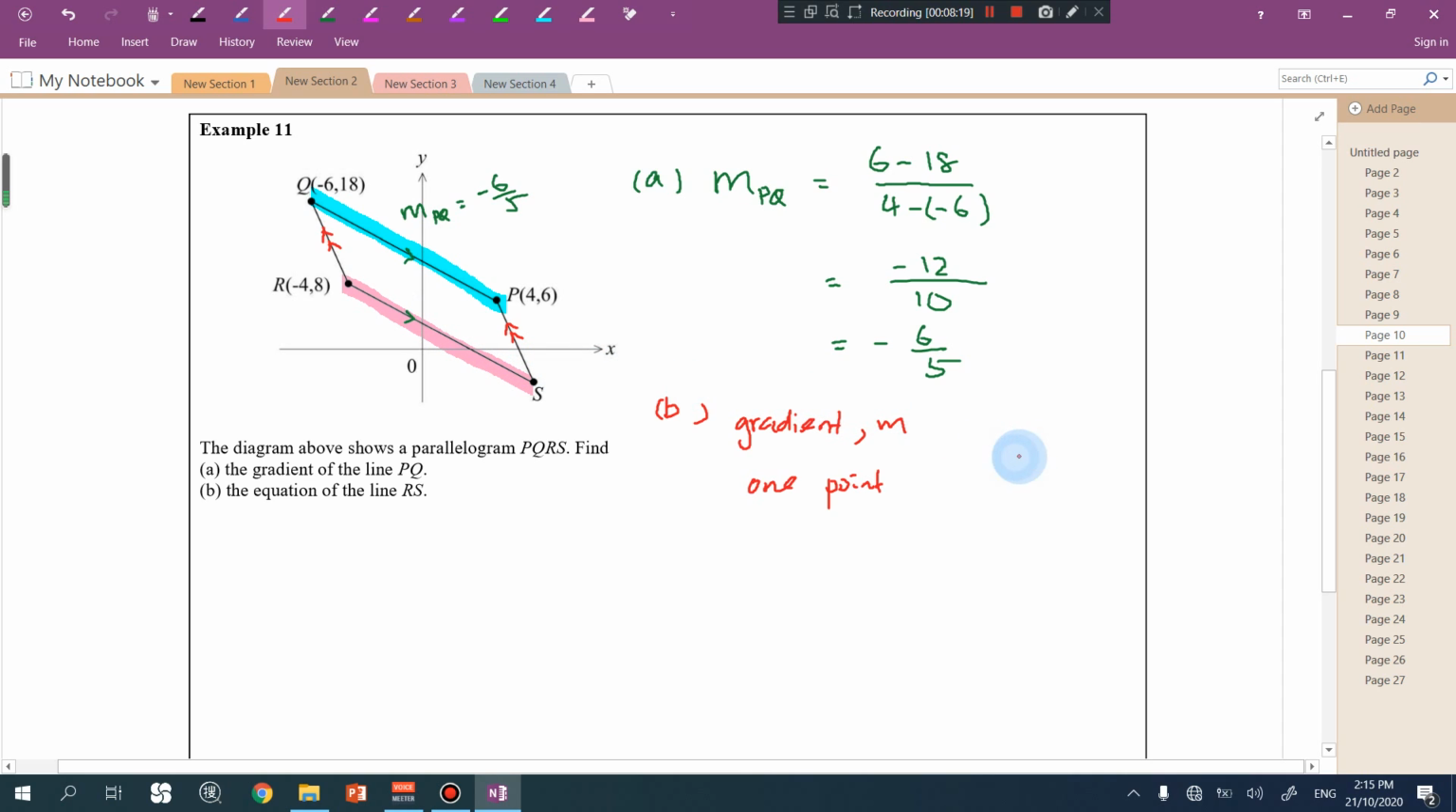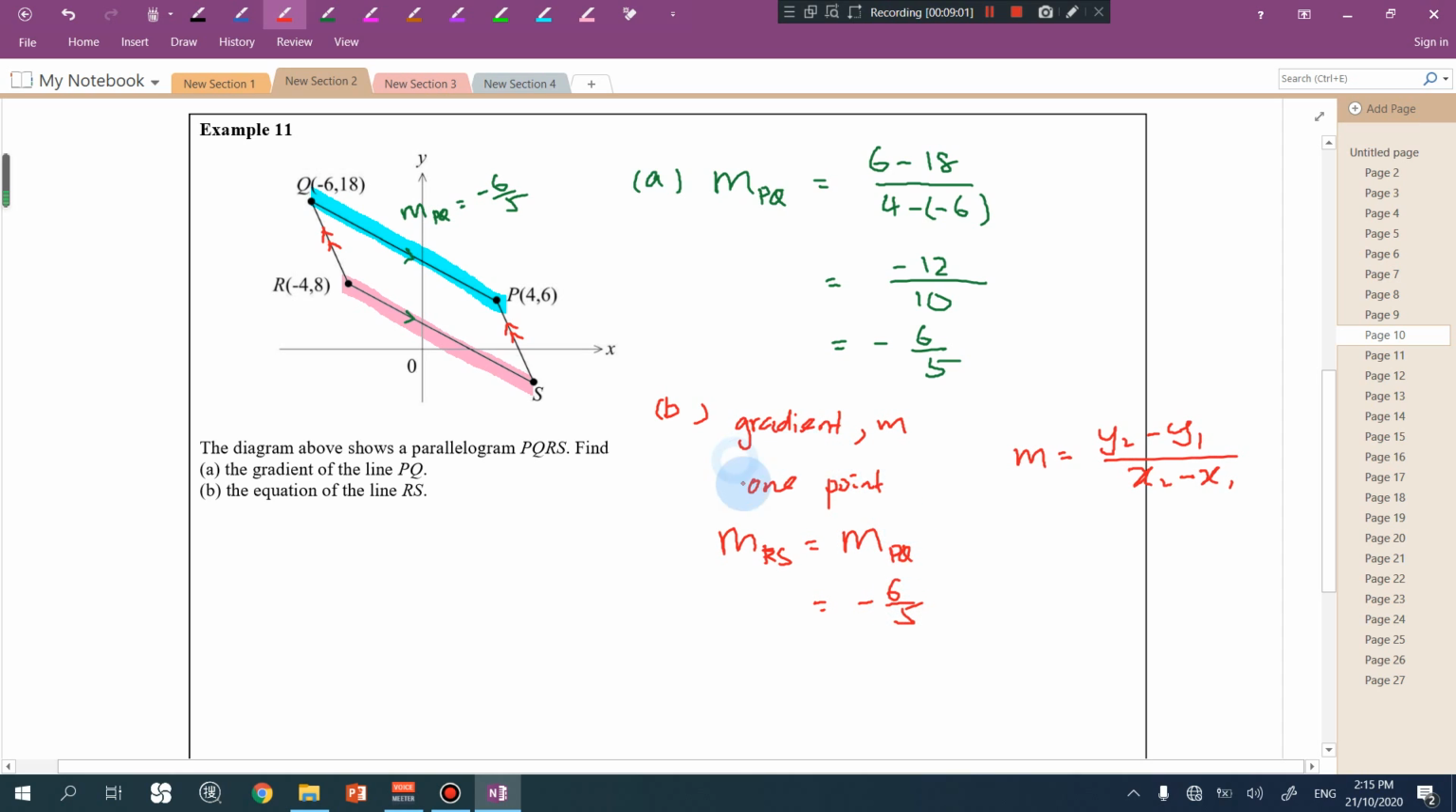You might be thinking, we use this formula, right? y2 minus y1 over x2 minus x1. But the problem is, we need 2 points. Now we only have 1 point. So we are actually not able to get the gradient of this straight line using this formula. But don't worry, because the question tells us that it is a parallelogram. This and this are parallel, this and this are parallel. Parallel means that the gradient will be the same, right? So the gradient of RS will be equal to the gradient of PQ, which is equal to negative 6 over 5. So now we got the gradient.